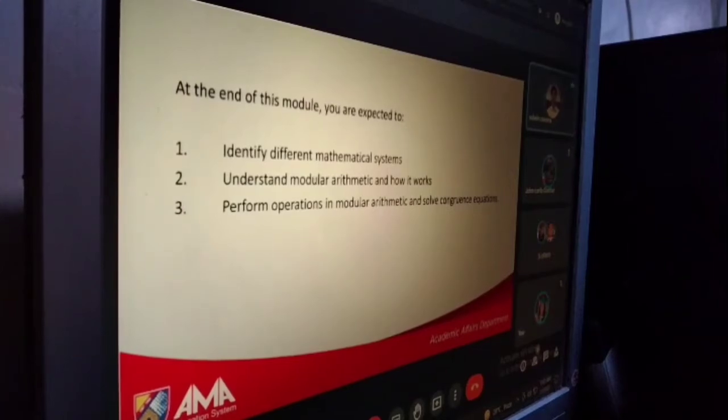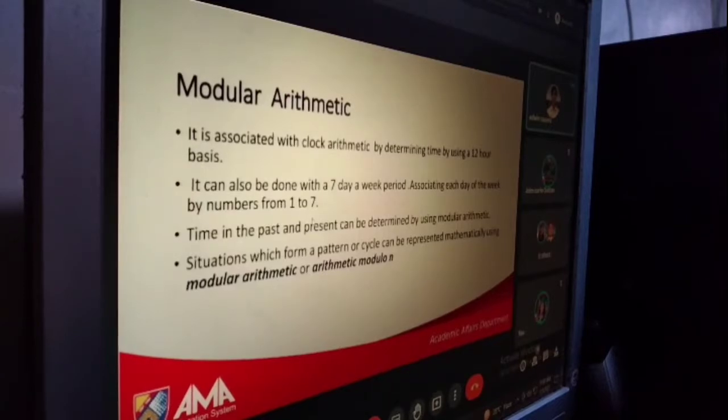Objective: at the end of this module, you are expected to identify different mathematical systems, understand modular arithmetic and how it works, perform operations in modular arithmetic and solve congruence equation. Let us discuss the modular arithmetic.